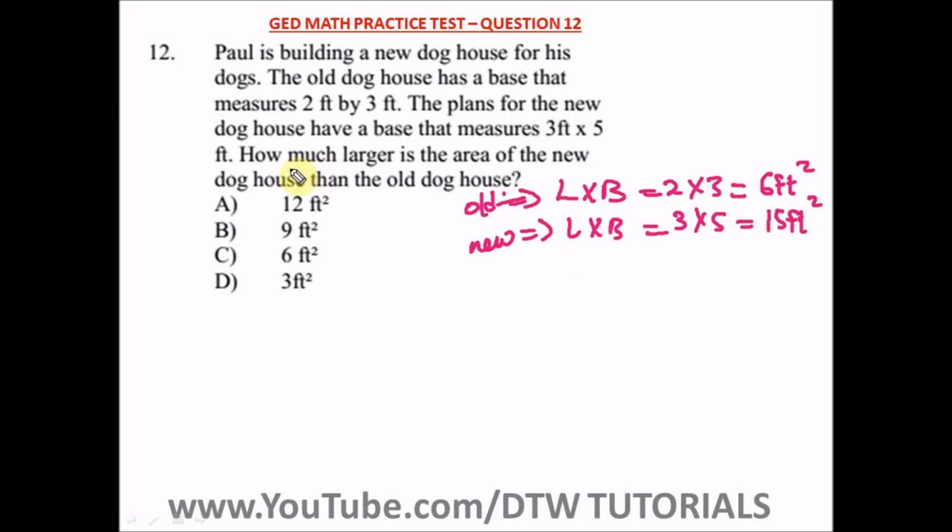So now the question says how much larger is the area of the new dog house than the old dog house. So all we need to do is subtract 6 from 15, that's the old dog house from the new dog house. So we have 15 minus 6, and that will give us 9 feet square. So this is how much larger the new dog house is than the old dog house, and our right option here is option B.